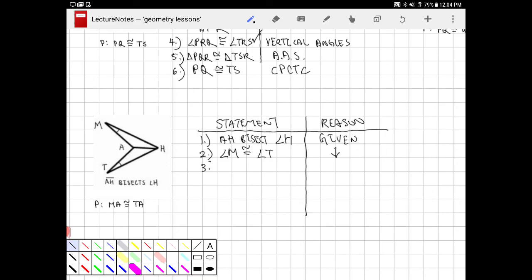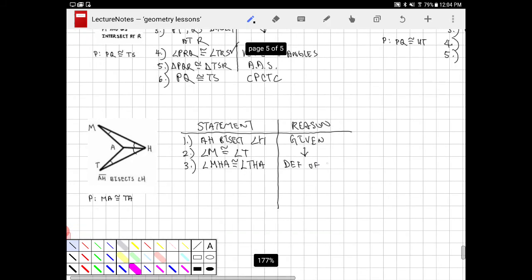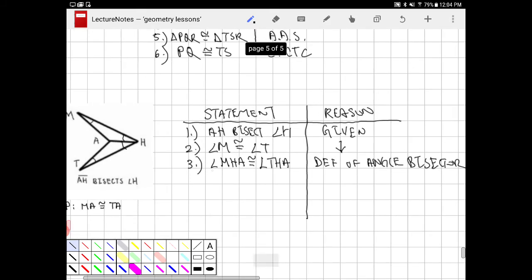Because AH bisects angle H, that means immediately angle MHA will be congruent to angle THA because this is the definition of an angle bisector. So those two angles are going to be congruent. And so now that I have an angle and another angle, I need a side. So what's the side? Well, AH is being shared by both triangles, so AH is going to be congruent to itself, and this is true because of the reflexive property.